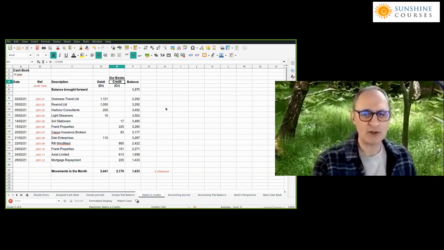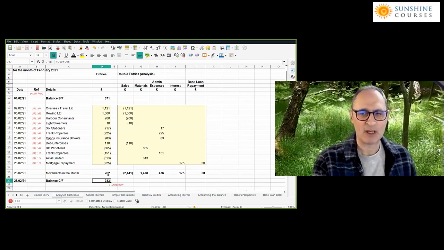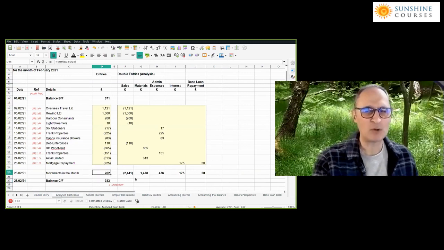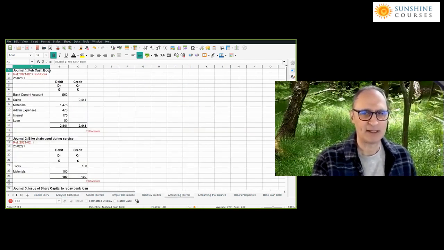But I'm going to whiz through a couple of examples of accounting journals using the debits and credits. I'll try and use that logic as to how we remember which is which. So if you remember our analyzed cash book, we had various movements in the month. If I want to create this as a journal, what does the journal look like? And the answer is, and just take it from me, these figures all come straight from the analyzed cash book that we just showed.